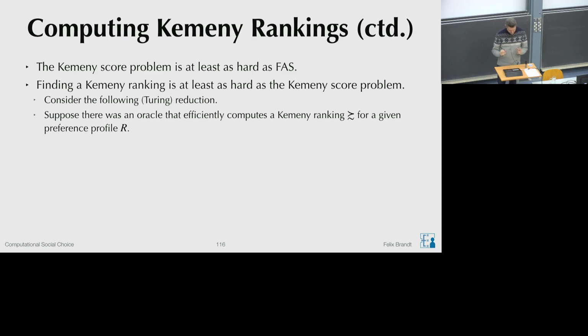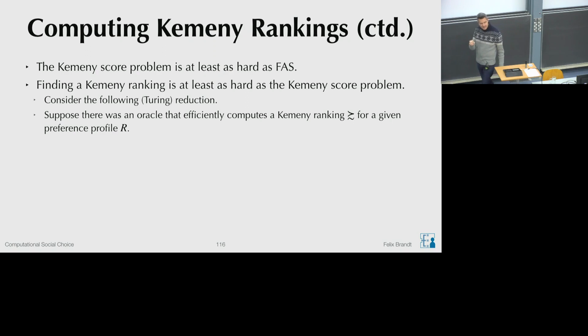That is what is called a Turing reduction, because we are reducing for a search problem rather than a decision problem. So we suppose we had an oracle that efficiently computes a Kemeny ranking for some given preference profile. We only get the ranking, we don't get anything about the score. But once we have the ranking, of course, we can compute the Kemeny score of this particular ranking, because we just count the pairwise agreement. We have this formula for computing the score of any ranking. So we take this Kemeny ranking and we know its score.